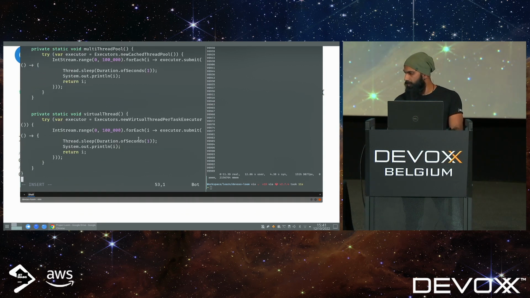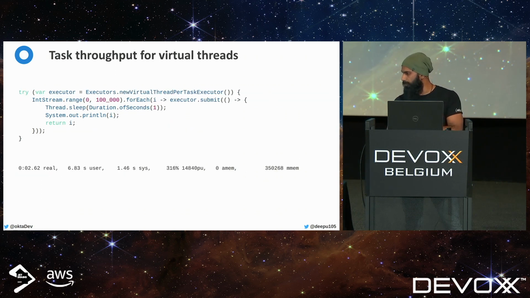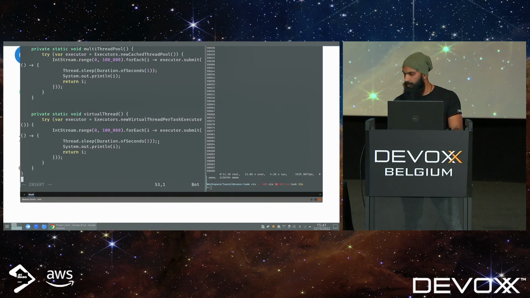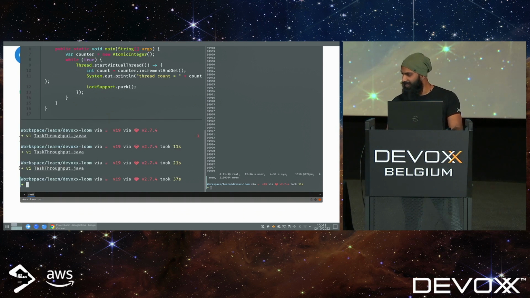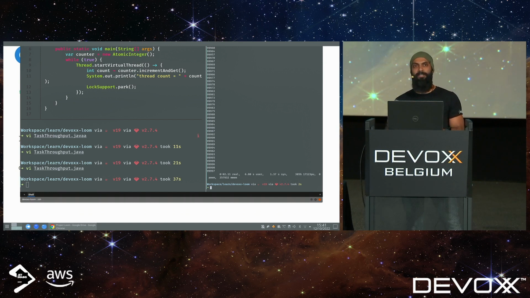Again, very similar implementation. The only difference being we are using a new virtual thread per task executor, as you can see here. So this one used the new thread per task executor with the default thread factory, and this is using the new virtual thread per task executor. Let's run it. Oops. That would have failed the demo. So this is going to be extremely fast. This is orders of magnitude faster than both the other examples.